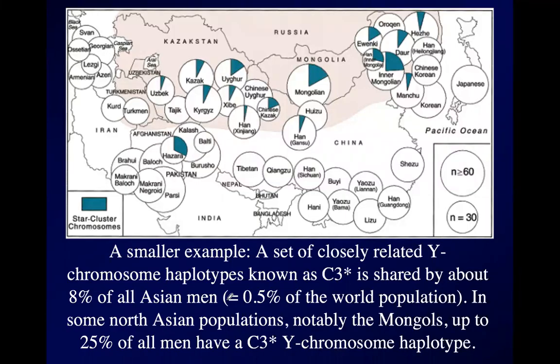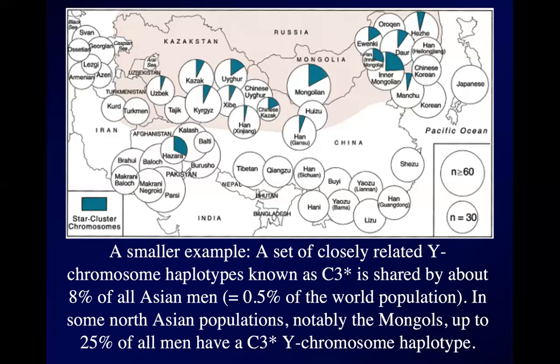There's a subtype of haplotype C. It happens to be called C3 star. And it turned out, as people started looking more specifically at varieties of these haplogroups, haplogroup C3 star is shared by about 8% of all Asian men. You can see it's not particularly common in southern China or Laos and Cambodia and Thailand and Vietnam down here. But it's pretty common in northern China, in Mongolia. There are Mongol populations where 25% of all men have a C3 star Y chromosome haplotype. And it spreads all the way here to Central Asia, to Uzbekistan and Kazakhstan. And the Hazara are a people in northern Afghanistan, and they've all got this C3 star Y chromosome haplotype.